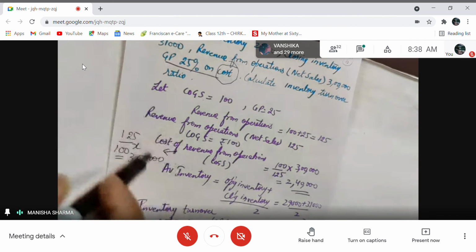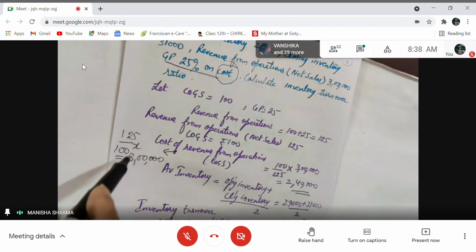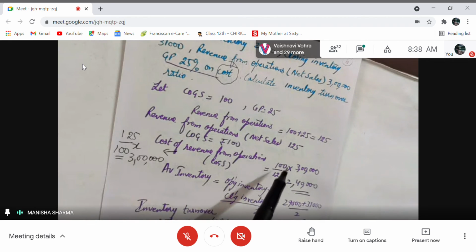If I cross multiply, what will COGS come out to be? X I'm taking as COGS. So COGS will come out to be 100 upon 125 into 3 lakhs. Don't do it by the x method, do it by the unitary method. So the cost of revenue from operations is 2,40,000.